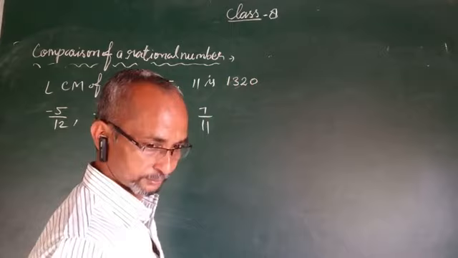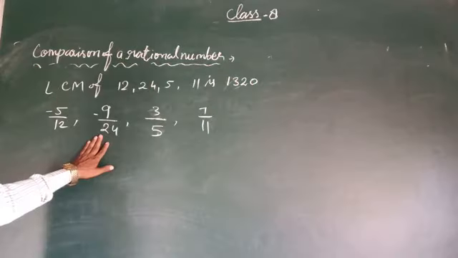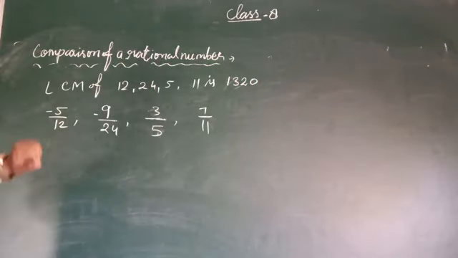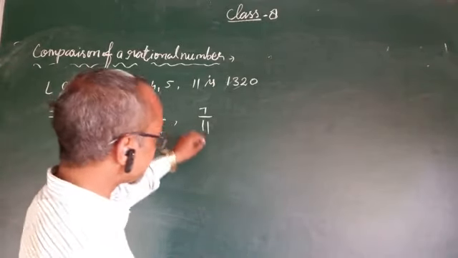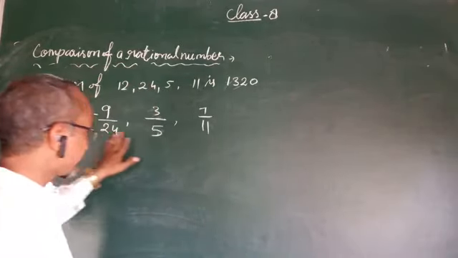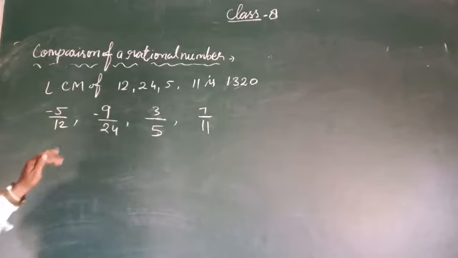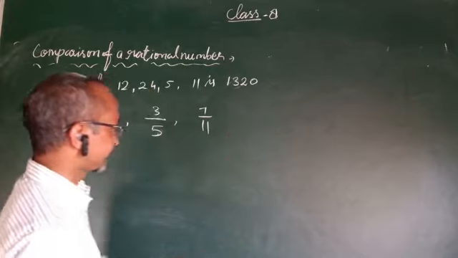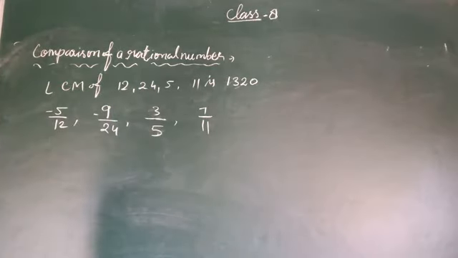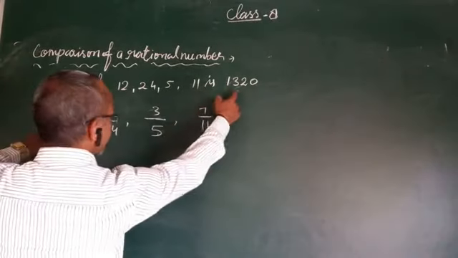Okay, no? Minus 5 by 12, minus 9 by 24, 3 by 5, 7 by 11. There are 4 fractions, 4 rational numbers. This denominator's LCM is 1320. So all denominators, next step, we should apply here. All denominators convert into 1320.